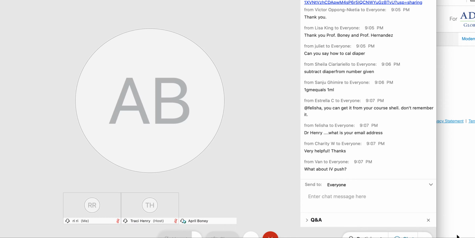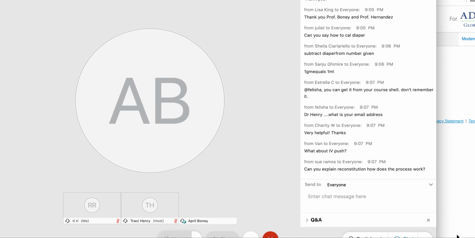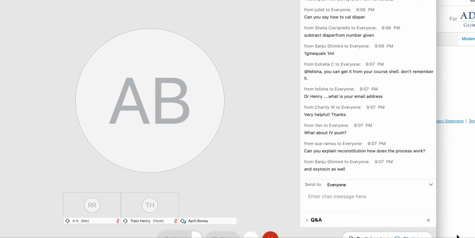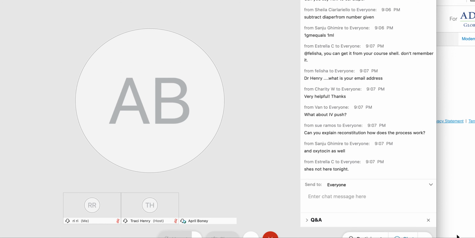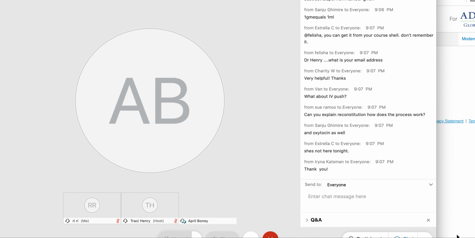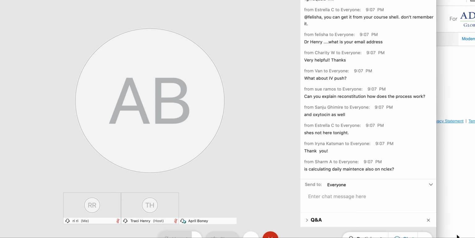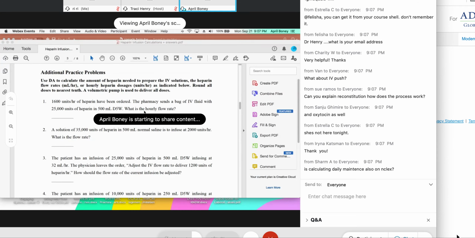Let me show you what a problem might look like. Let's see what heparin might look like. Let me share my screen with you. Okay, so this is what your question might look like.